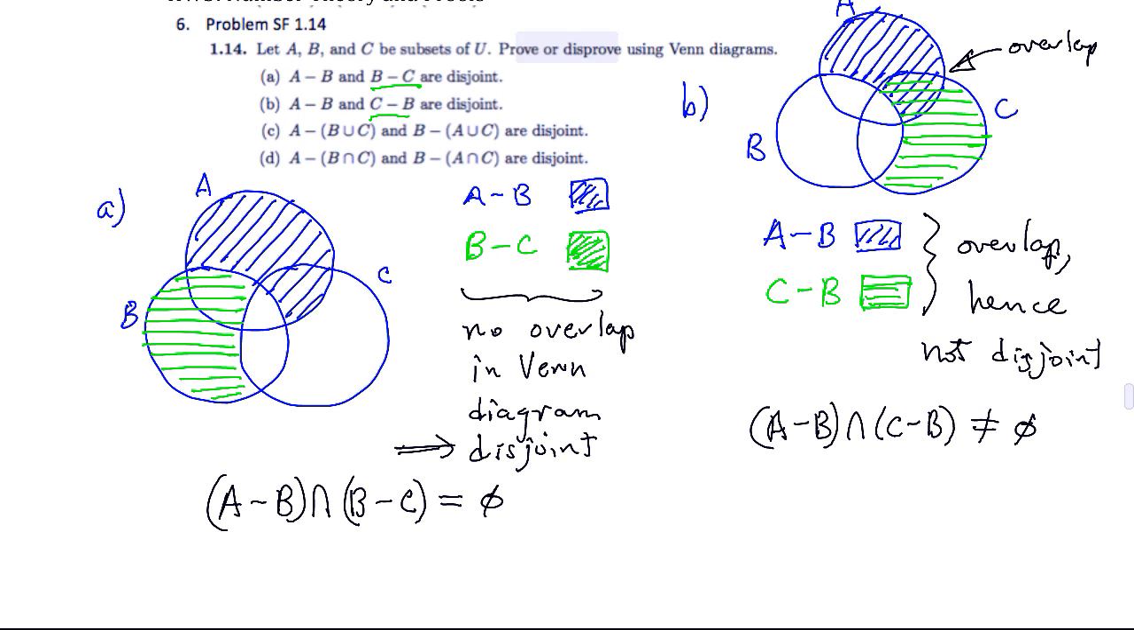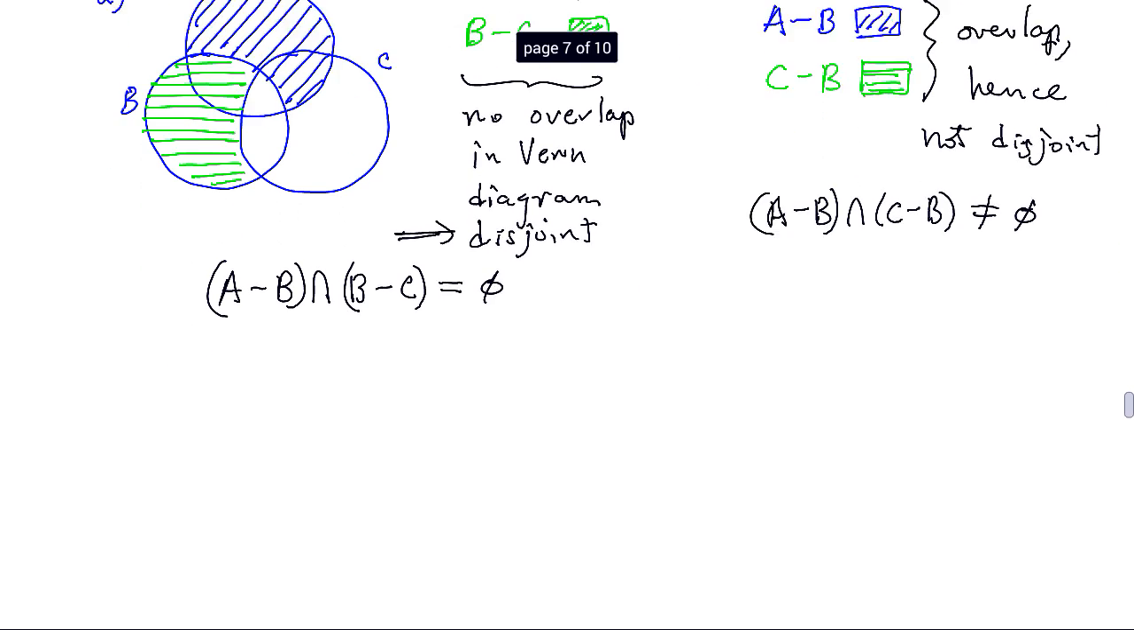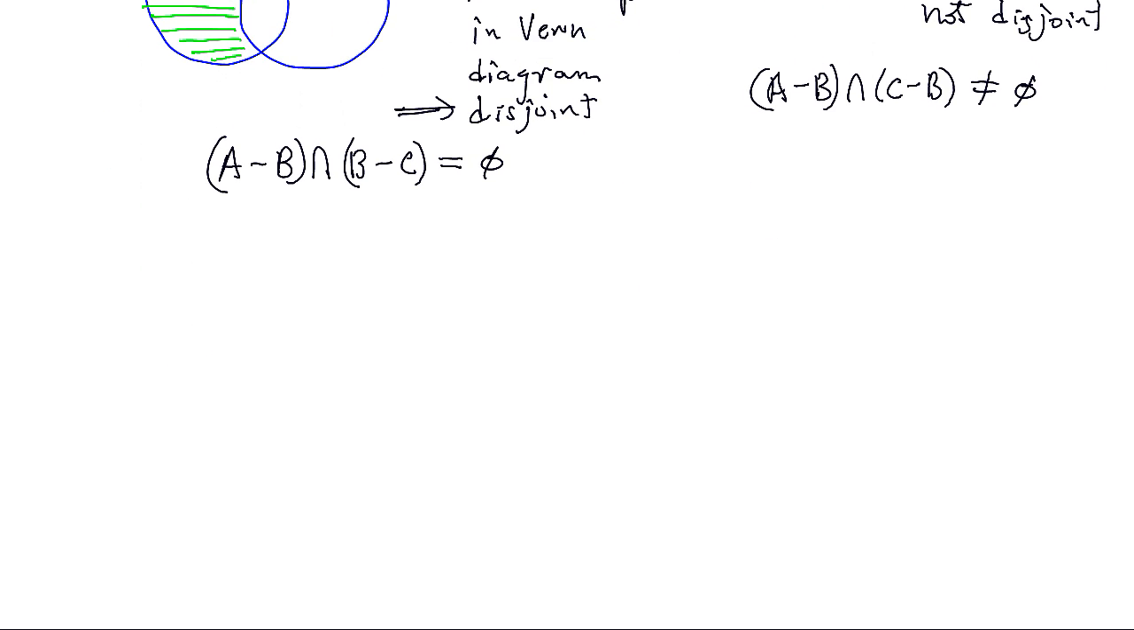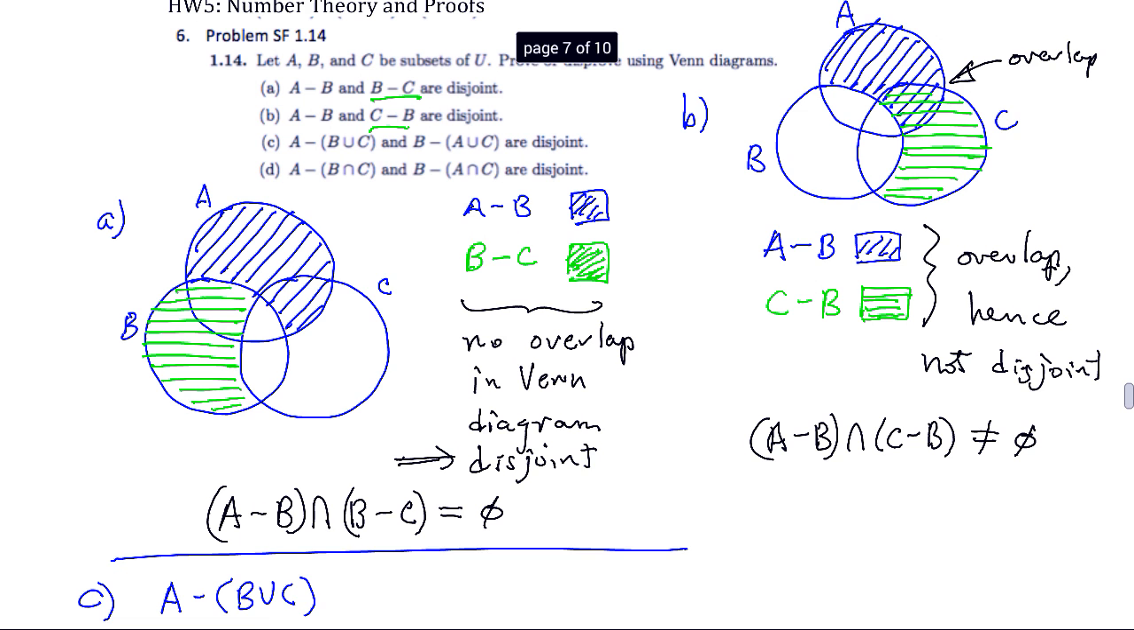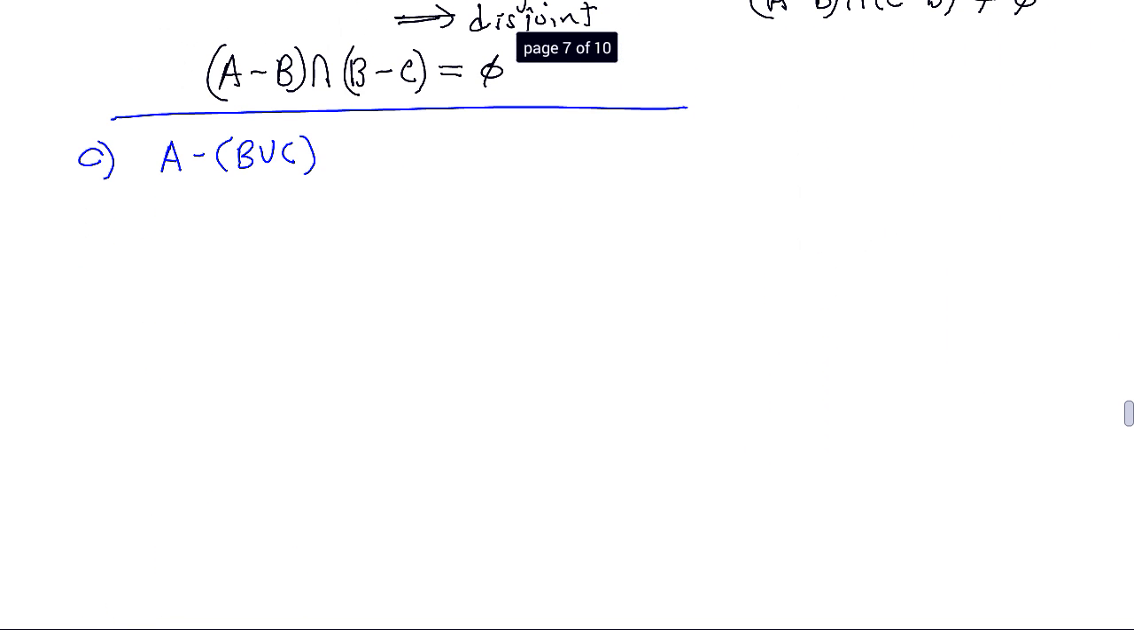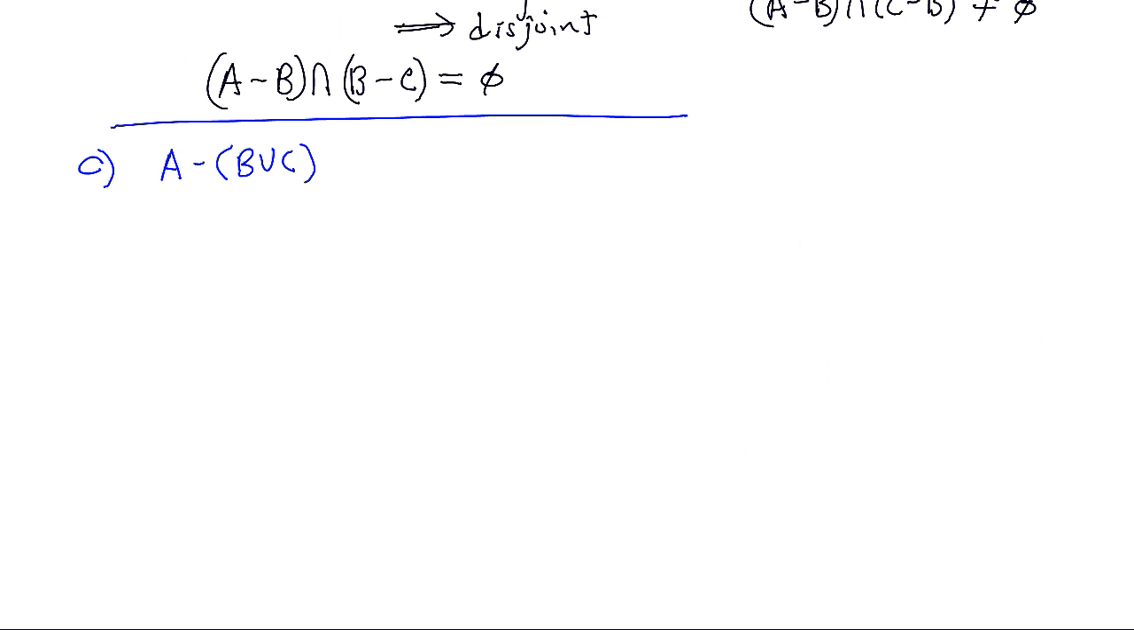Part C is A minus (B union C), and the other set is B minus (A union C). So it's A, B, C, B, A, C. Let's see if I can remember that here as we go down. So part C is A minus (B union C) and B minus (A union C). B minus (A union C). Let's look at that on our Venn diagram here.